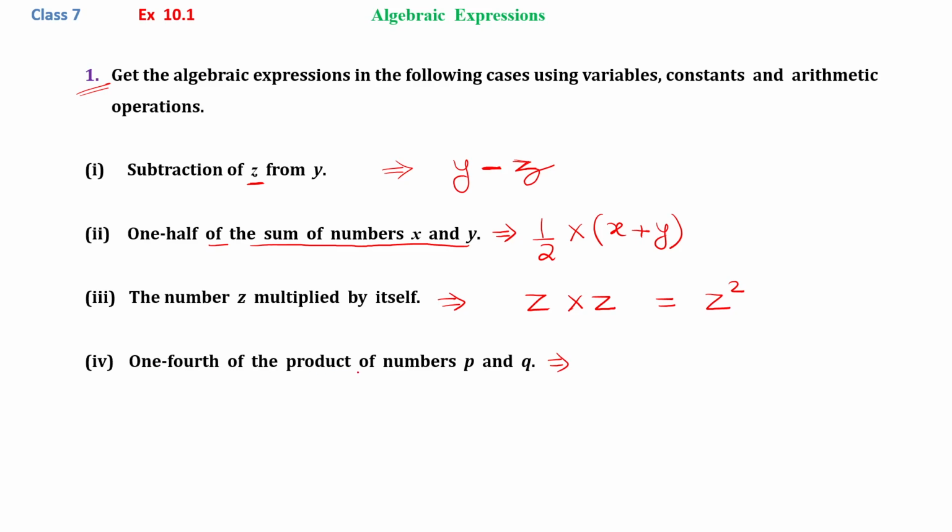Next, 1/4 of the product of numbers p and q, 1/4. So we will write down 1 by 4 of, multiply, product of p and q. Product of p and q, that means p multiply q. So we can write it pq by 4.